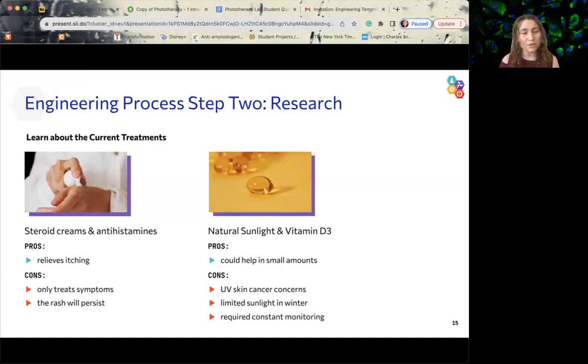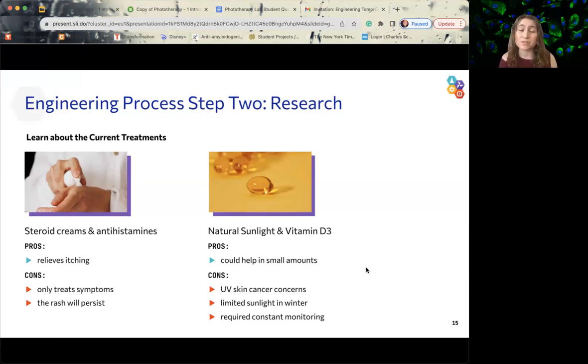So the first thing that people utilize are steroid creams and antihistamines. But the problem with this, right, is it relieves the symptoms of itching, which is always great because nobody really wants to be itching all day. But it only treats the symptoms. So you're not actually getting rid of the root problem of the rash, and you're also not getting through to the underlying cause, right, because we don't know what the cause is.